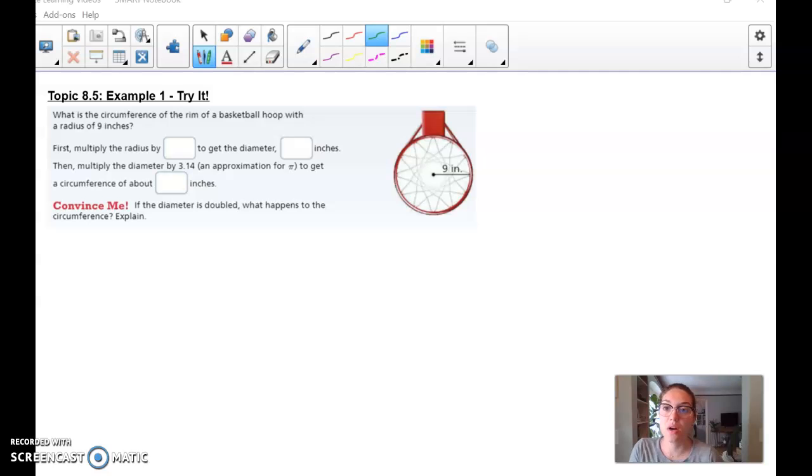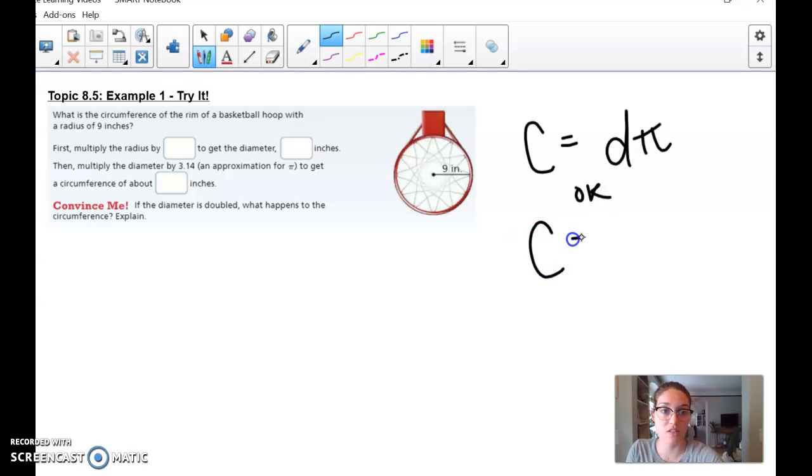All right, this is our topic 8.5 example 1 try it problem. It says, what is the circumference of the rim of a basketball hoop with the radius of 9 inches? So we learned in the example 1 problem that circumference is equal to my diameter times pi, or the circumference is equal to 2 times the radius times pi, because if I double the radius, I get the diameter.